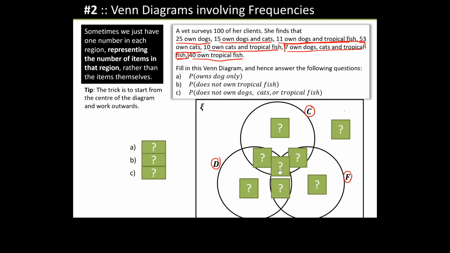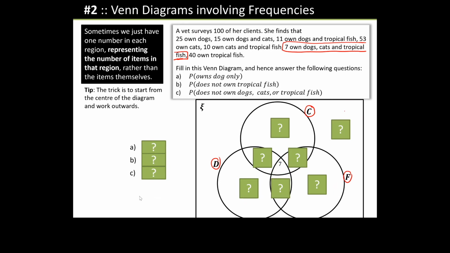The number in the middle is how many people own cats, dogs and fish, and it's this bit here that we underlined. I'll get rid of everything else and I'll just box that bit that I'm referring to. 7 own dogs, cats and tropical fish. So that number 7 should go inside right in the middle.